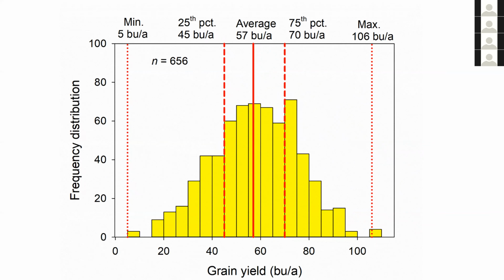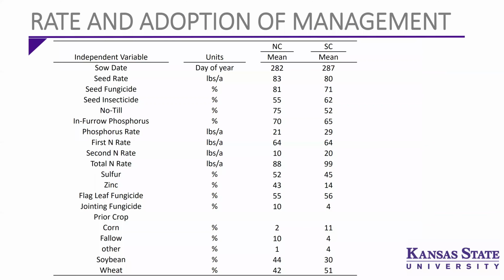Keep in mind, we had about 700 fields throughout the state here. And so we had yields ranging from 5 bushels per acre all the way to about 106 bushels per acre. So first question there, how are our growers managing their crop? And that's what you can see here. NC there stands for North Central Kansas.